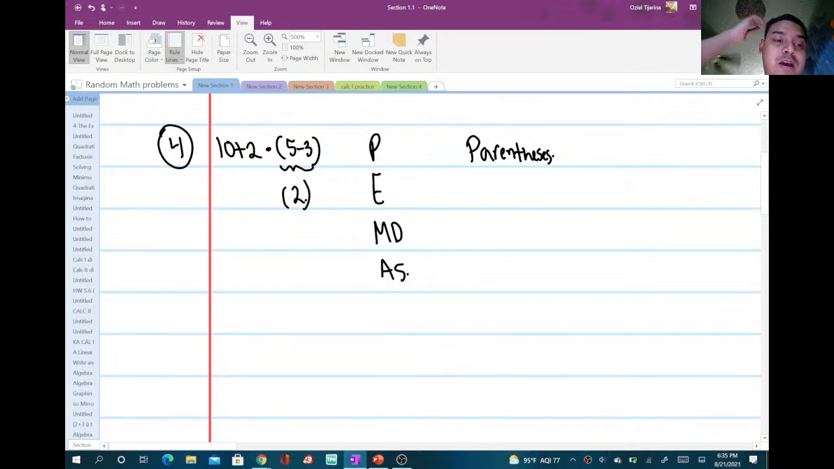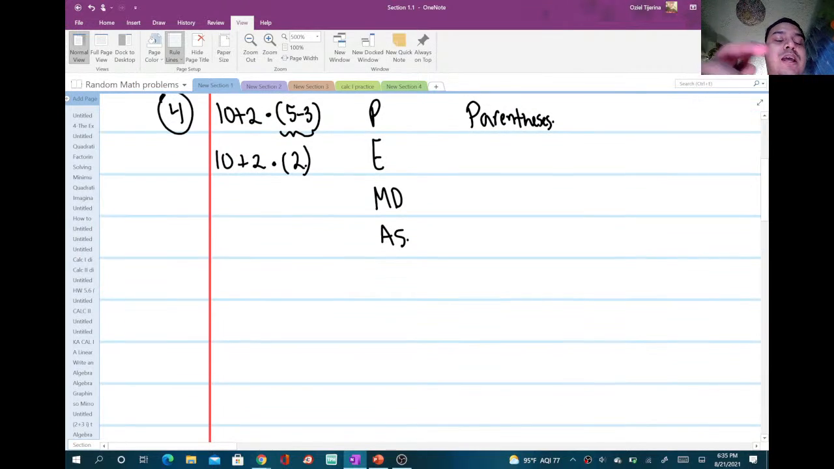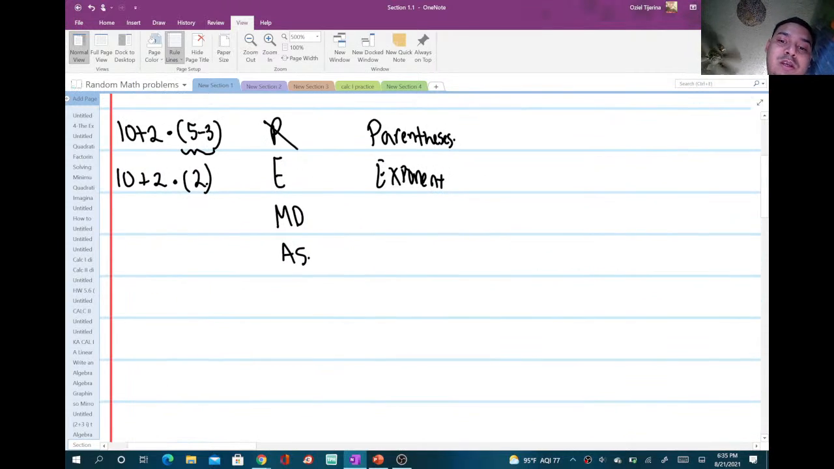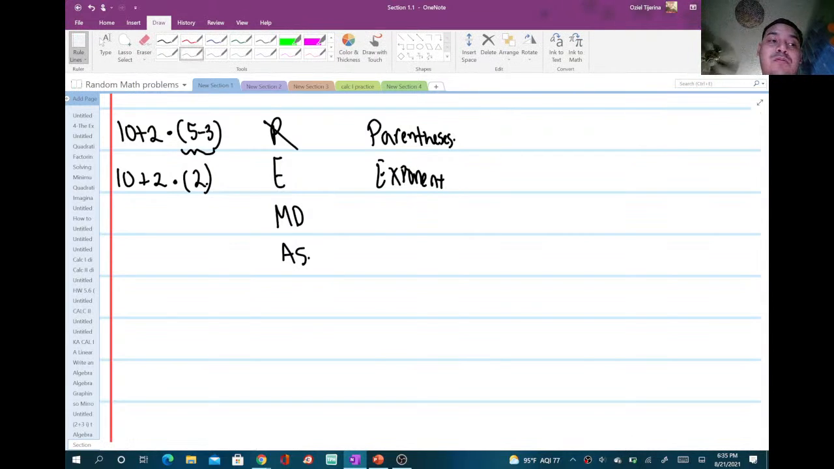Now we just bring everything down. So 10 plus 2 and then times 2, right? So we got rid of that one. The next one is called exponents. Now what an exponent is, usually, for example, and this is literally review, so I'm just going to go over this really quickly. If I have 2 squared, this would be my exponent.